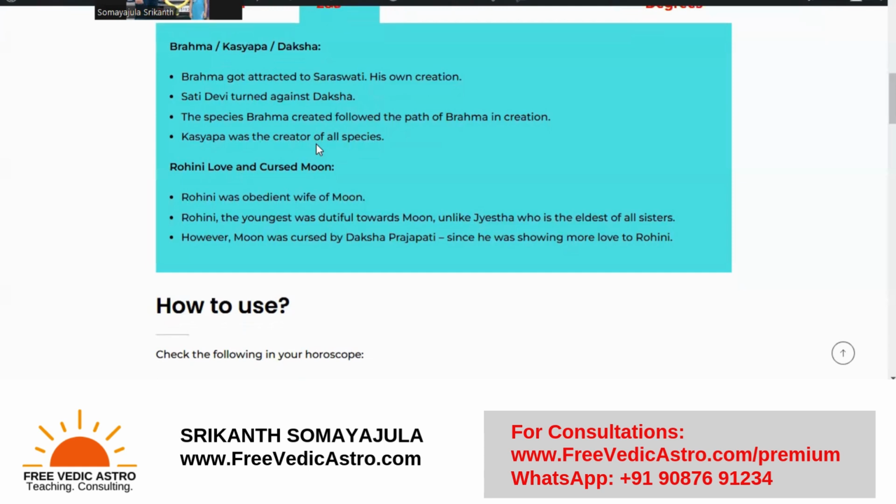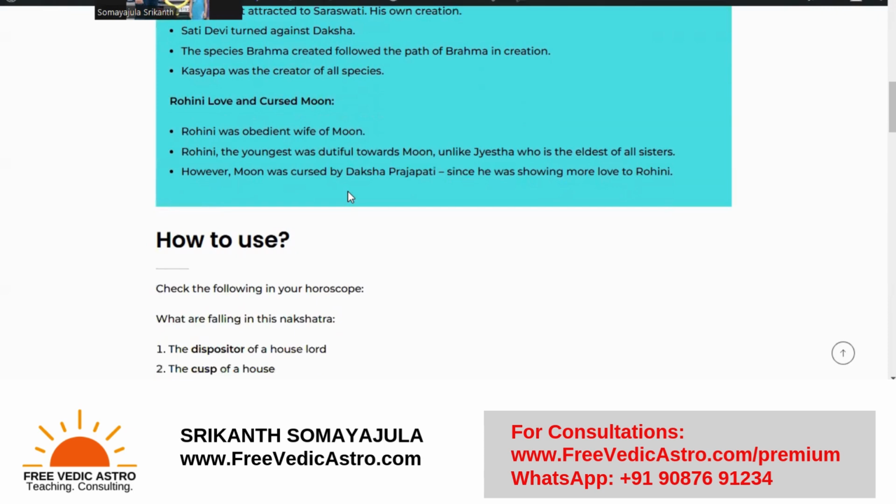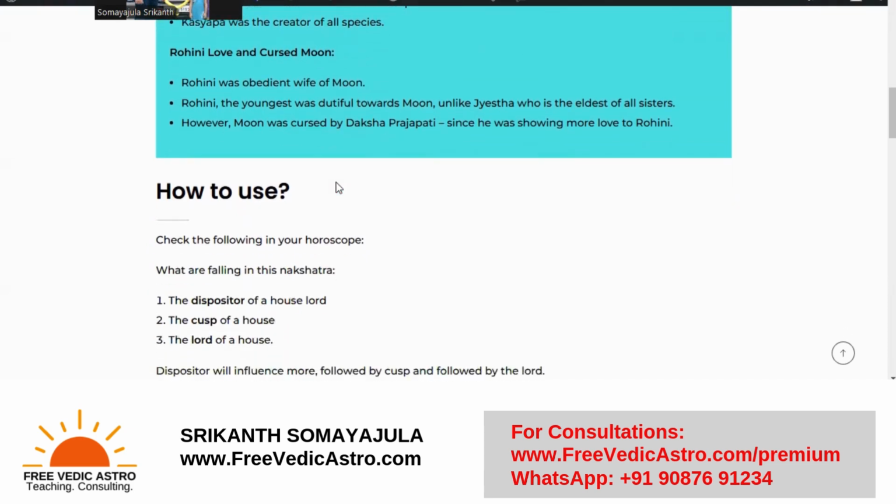like the Kadru, the Vinita, the Aditi, the Diti. All these people are wives of Kashyapa. And they were also the children of another Prajapati. Rohini and the cursed moon. Same thing again. So Rohini was a very obedient wife to Moon, and Jeshtha was a disobedient wife. So the disobedient wife was Jeshtha, and Rohini was a very obedient wife of Moon.